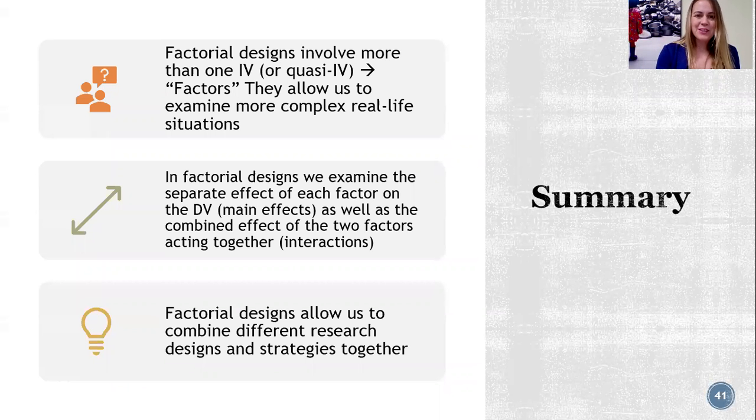So to summarize everything we've talked about in these videos, factorial designs involve more than one independent variable. They allow us to examine more complex situations, more true to life situations. In factorial designs, we examine the separate effect of each factor on their own and see whether they impact the dependent variable, and to see whether the impact of each is the same on the dependent variable. As well, we can see how they combine with one another to jointly affect the dependent variable, whether the effect of one depends on a level of another.